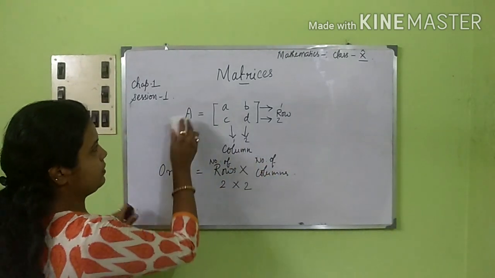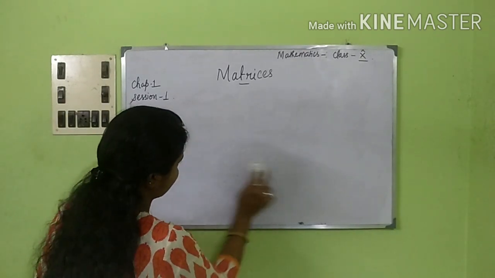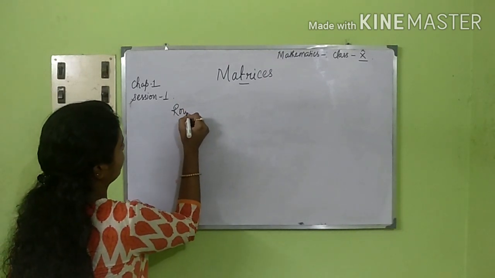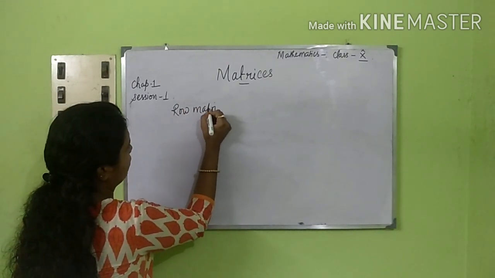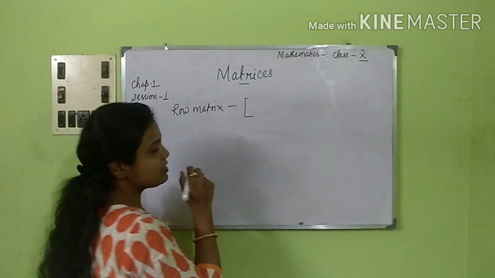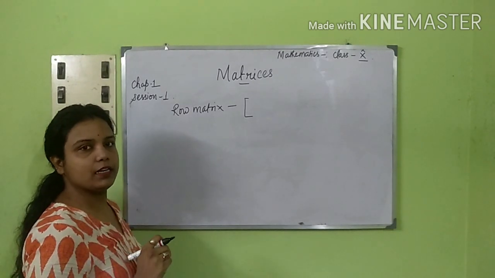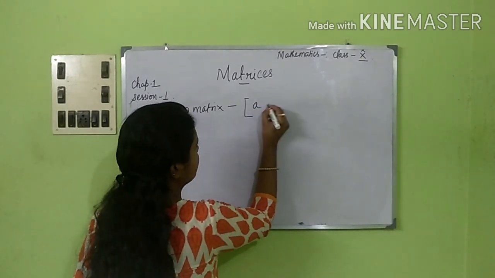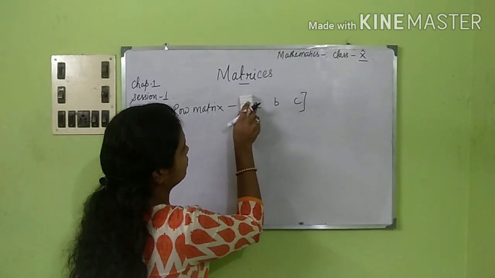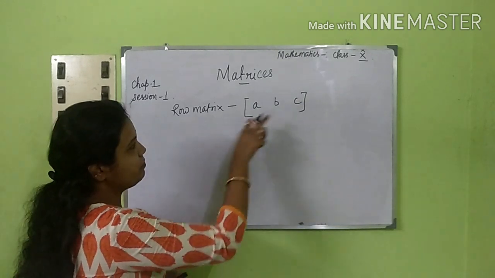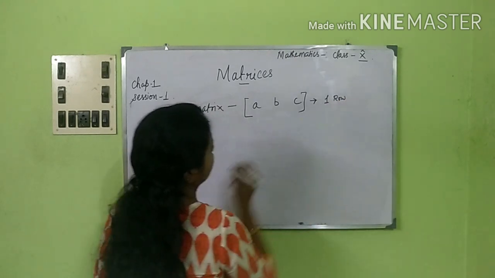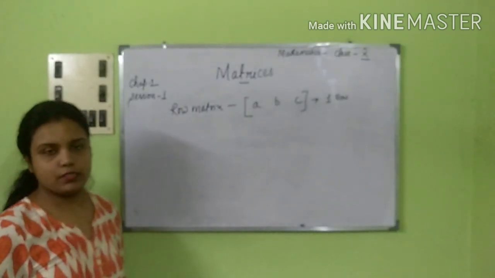So the first one that I am going to tell you about is the row matrix. Now what is a row matrix? Row matrices are the ones which have elements in one particular single row. Okay, suppose a, b, c, right? So it has one particular row. This is one row. So this is known as a row matrix.